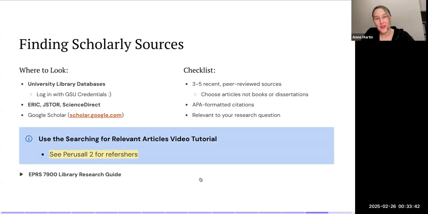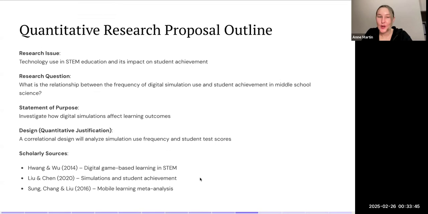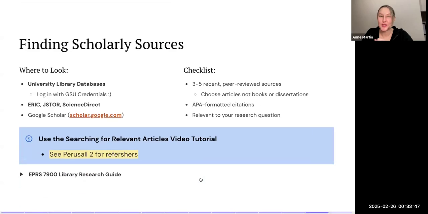Now, speaking of those references, like I said, these were not in APA style, so you need to make sure to do that. But finding scholarly sources: as a refresher, you can go back to Perusal 2 to review how to use the Georgia State databases. Of course, go to library.gsu.edu. I should have put that website here. But you should log in with your Georgia State credentials, and then you could use one of the databases like ERIC to search for keywords. So think about your variables or the phenomenon, think about synonyms, and search for those to find relevant articles.